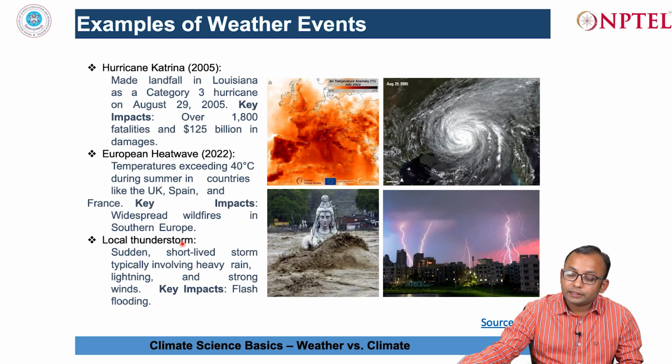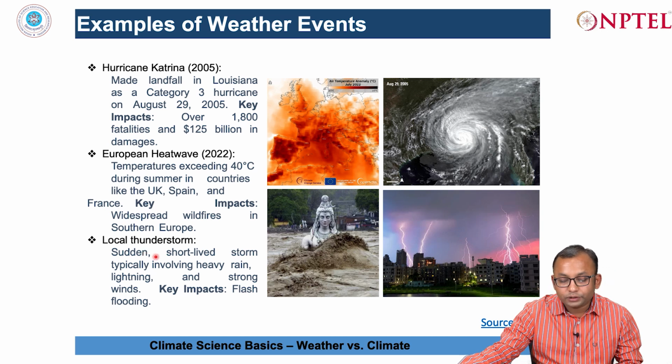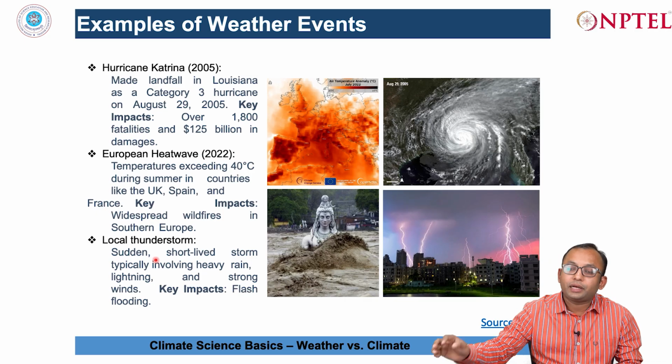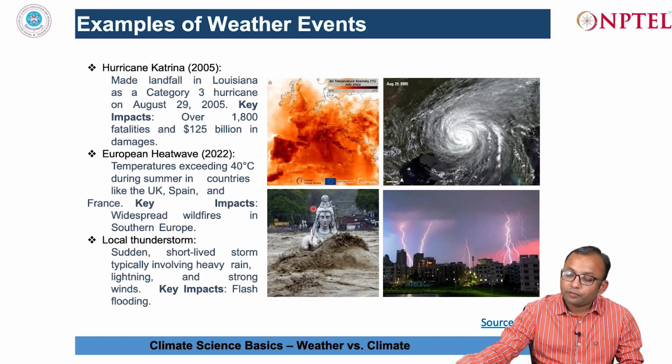There is another, let us say, weather extreme event, for example local thunderstorms, which can basically be defined as sudden short-lived storms typically involving heavy rainfall, lightning and strong winds, and this has a very significant impact. For example, let us say flash flooding. If you talk about the weather phenomena which happened in the Kedarnath flood in 2013, or several other types of flooding events which have happened in India or different countries as well.